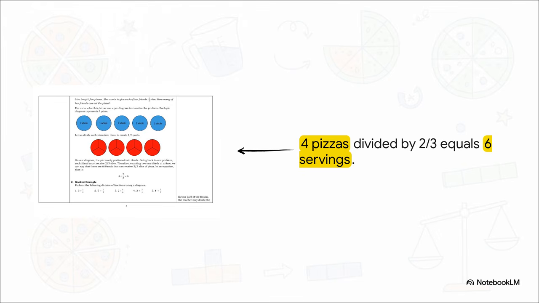Let's look at another visual, this time with everyone's absolute favorite, pizza. Imagine you've got 4 whole pizzas, and you want to serve portions that are exactly 2/3 of a pizza to your friends. If you take those 4 whole pizzas, slice them all into thirds, and then group those slices by 2s, you're going to find you have exactly enough to feed 6 friends. 4 whole pizzas, portioned into 2/3 slices, perfectly feeds 6 people. The equation, 4 divided by 2/3 equals 6, is literally just a mathematical translation of that exact physical reality.